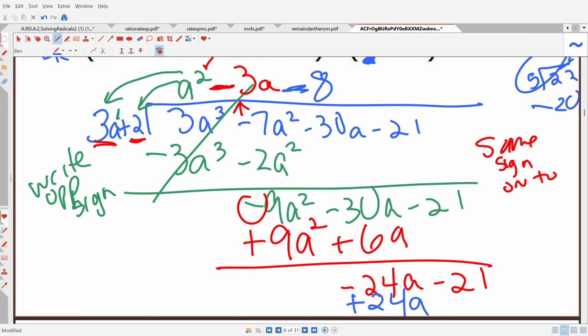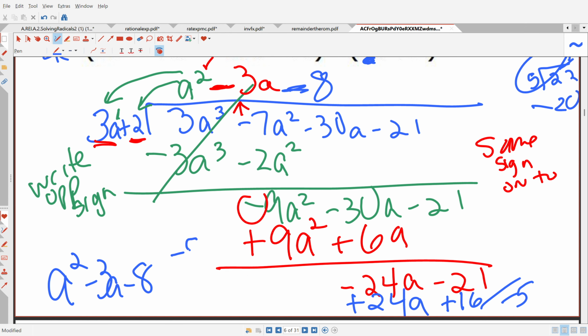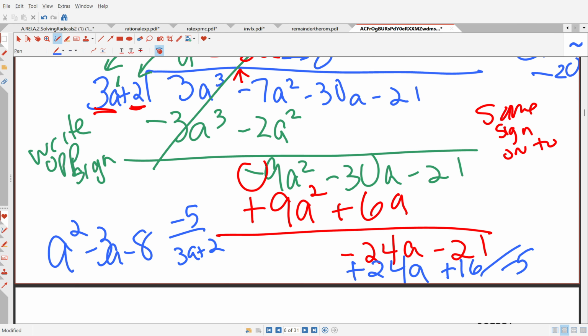Okay. I like my way better. -8 times 2 is -16. But we write the opposite sign, and now we can add the -21 plus 16. -5. So that's the remainder. So if we rewrote this, it's A squared minus 3A minus 8, and then it would be minus 5 over 3A plus 2. That's it. All right.